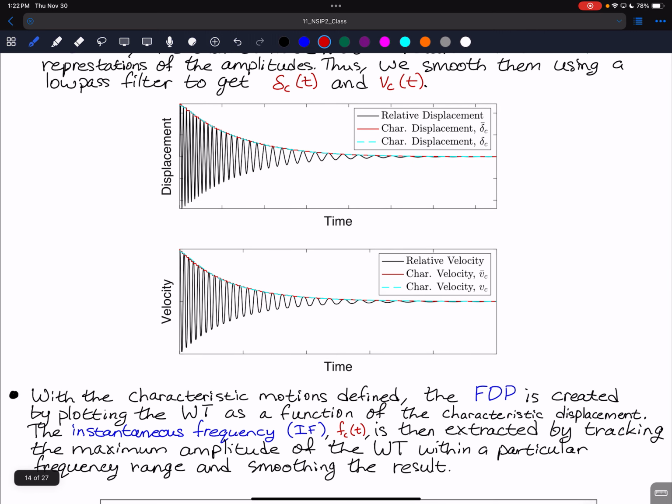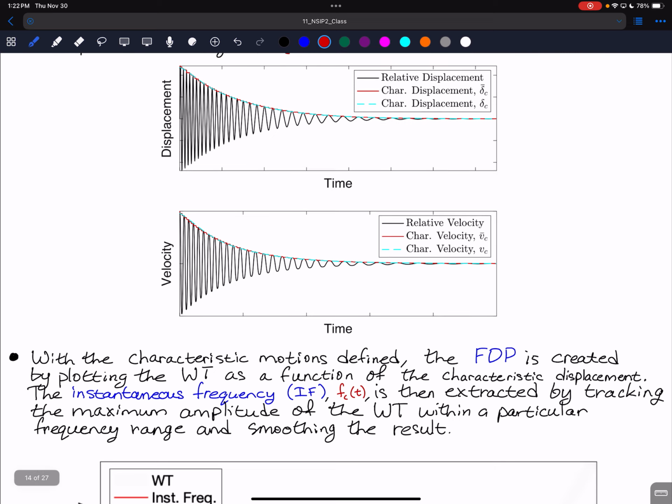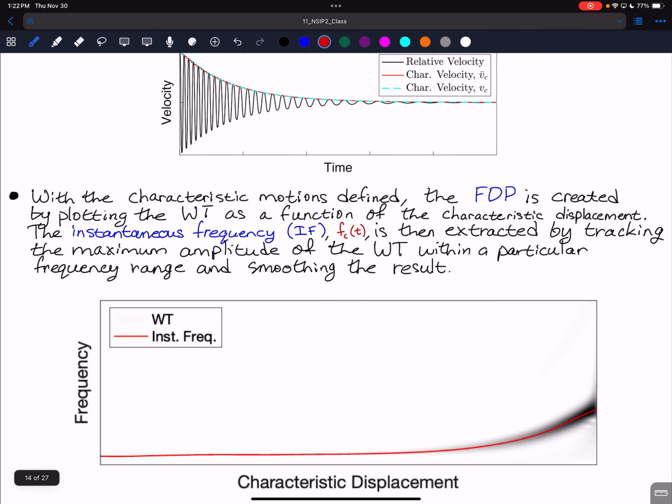Okay, so now that we have characteristic motions, what we can then do is construct a frequency displacement plot simply by plotting the wavelet transform as a function of that characteristic displacement. And I have an example shown here where in that shaded background, that is the wavelet transform plot as a function of the characteristic displacement. And then we can compute an instantaneous frequency by tracking the maximum amplitude of the wavelet transform within a particular frequency range. And so you would define that frequency range based on knowledge of the frequencies of the structure and knowledge of what you think your local attachment is doing. And then we also apply the same smoothing filter here as well.